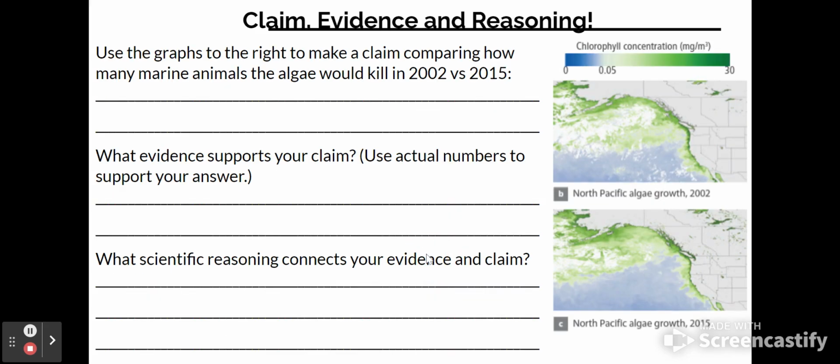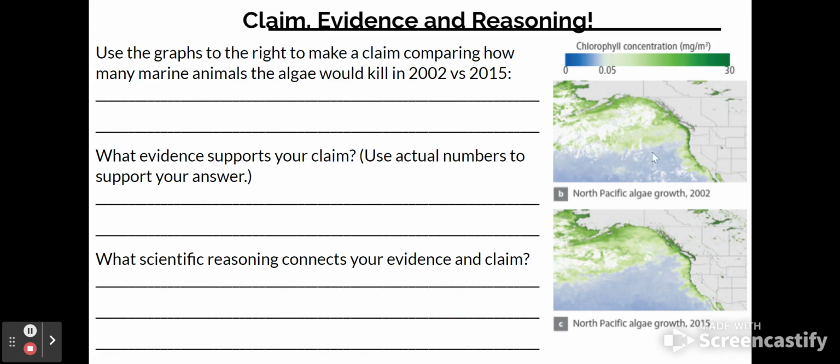Well, using the graphs, we're going to figure out a claim, evidence, and reasoning. So if we look here, we can see that we have this chlorophyll concentration here. If we're at blue, we have very little chlorophyll. When we're at 30, we have a lot. Okay, so if we're looking at this dark green section, that's probably a lot of chlorophyll. The white is kind of like 0.05, and then the blue is like none.